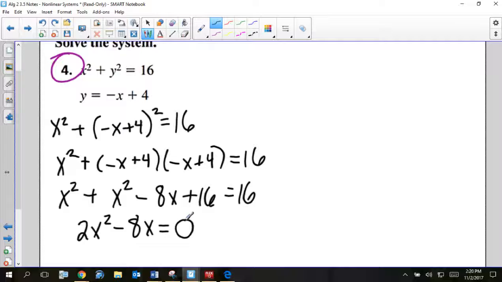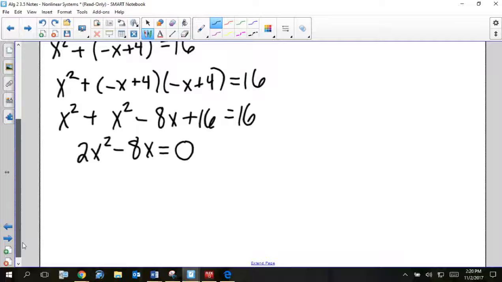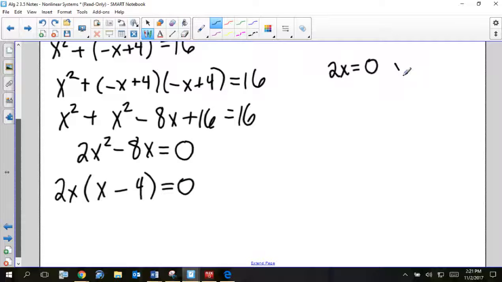But I personally like factoring. So I look at my 2x squared minus 8x equals 0, and I say, is there a GCF? 2x. So I'm going to factor out that 2x. I'm going to divide it out, and I get x minus 4 equals 0. So I used factoring. Now I have 2 factors. Set both factors equal to 0. I'm going to put it over here. 2x equals 0, and x minus 4 equals 0. So when I solve this one, I get x equals 0, and the second one, x equals 4.